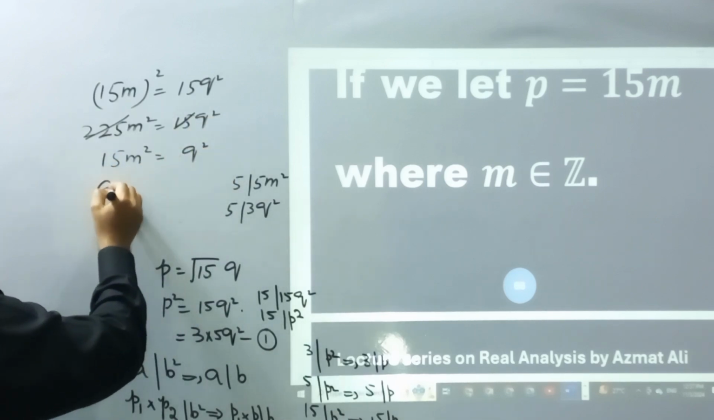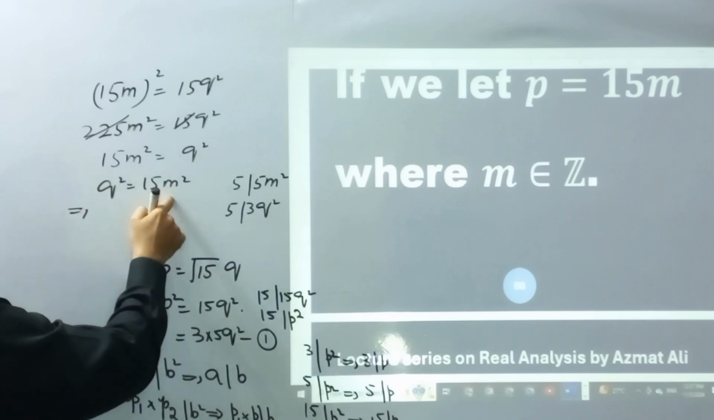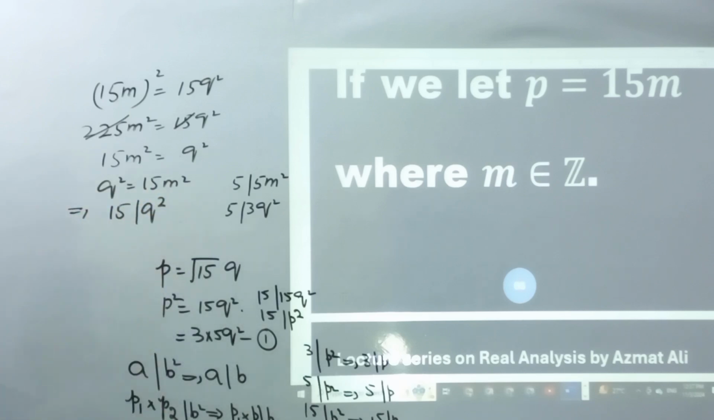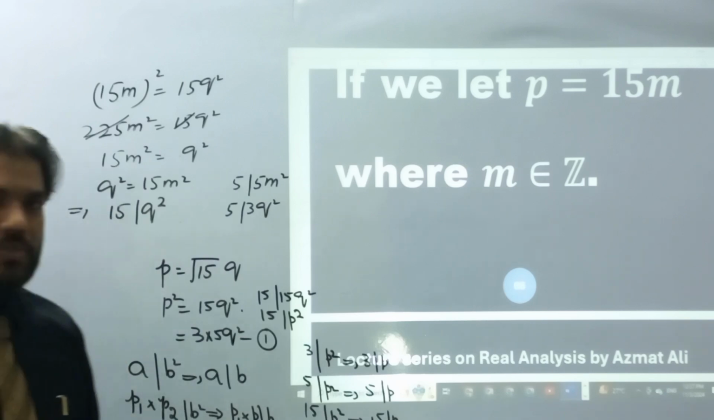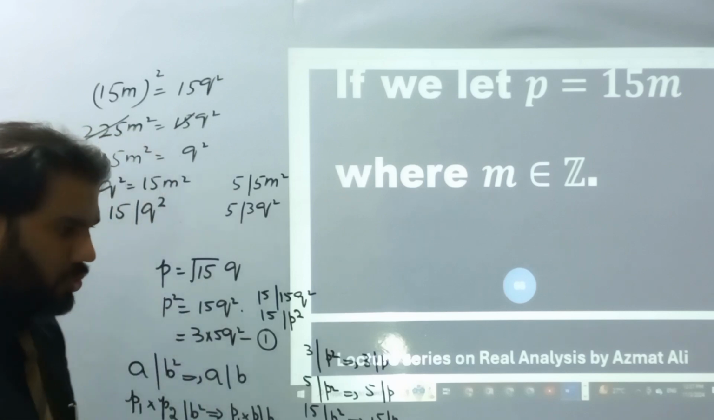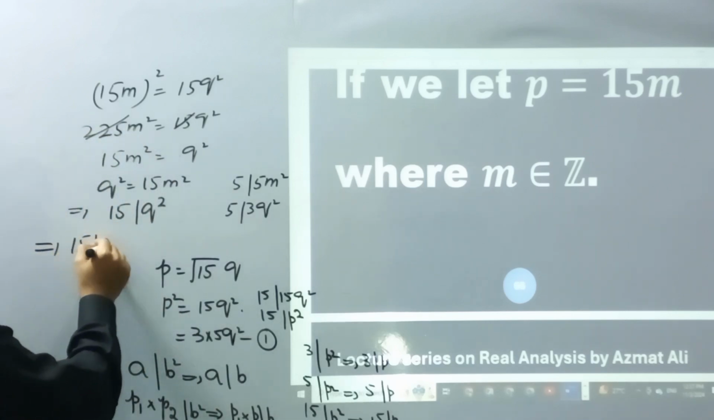This shows that q square is equal to 15m square, which implies q square is a multiple of 15. This implies 15 divides q square. Because 15 is a composite number, but it is a product of only two distinct primes, we have the result that 15 will also divide q.